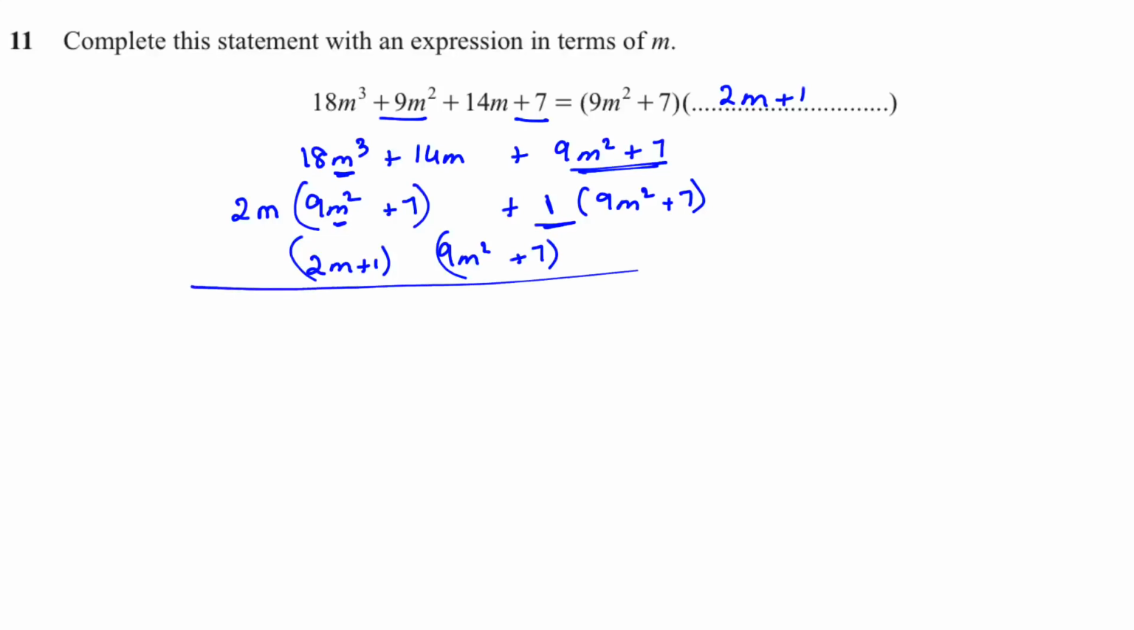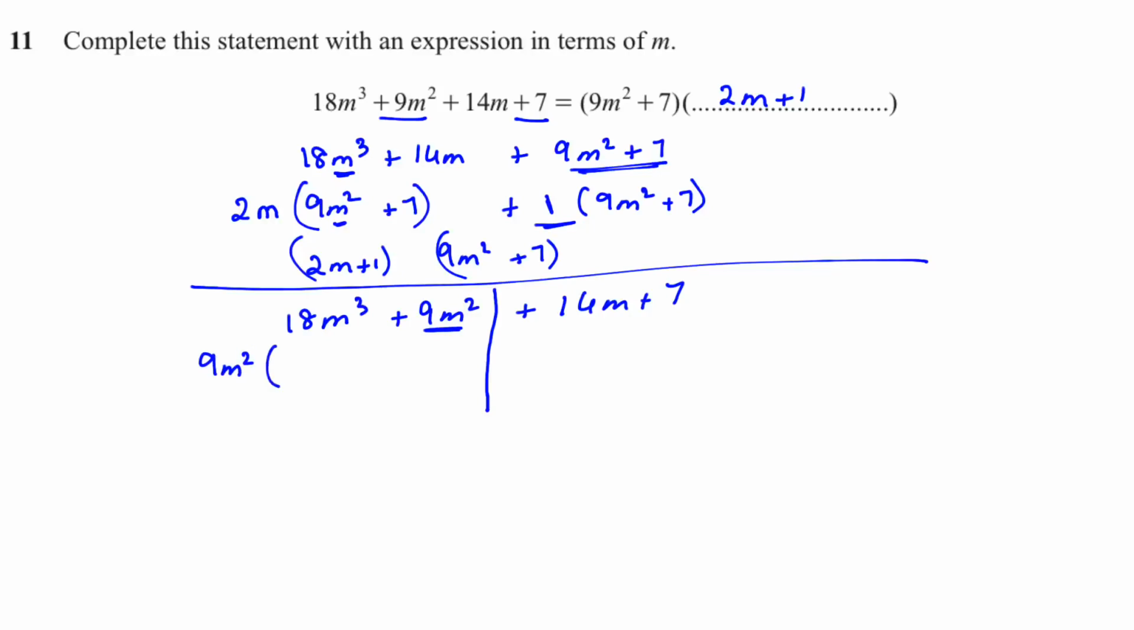Let's do it another way. I was trying to see if I could make things easy for you guys. But let's see here. 14m plus 7. This is the normal way we do. Break it up. What is common here? 9m square is common. We remove it out. What will come inside here?